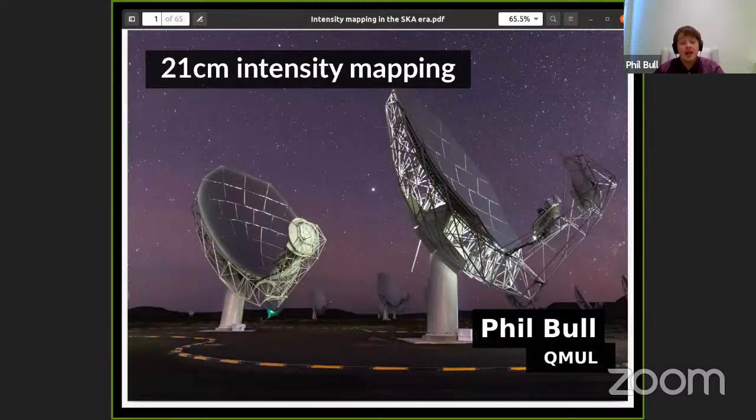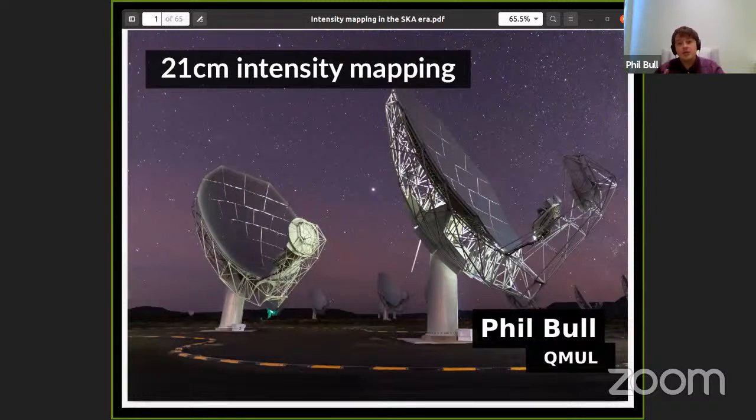Now I'll talk about some current experiments that are going on in this area, and some of the more recent findings. I'm going to focus on a particular experiment I'm involved in called MeerKAT, which is a precursor to the Square Kilometre Array. I know you're going to hear about BINGO in an hour or so, I think.